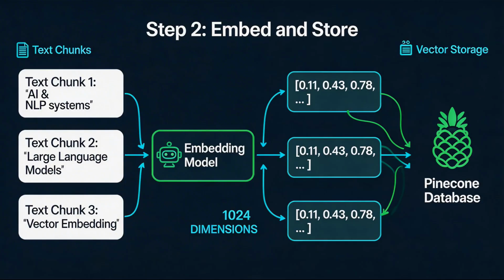Behind the scenes, each chunk gets converted to a vector with over 1,000 dimensions. Similar meanings end up as similar vectors. The phrase employee benefits and staff compensation package will have vectors that are very close together even though they share 0 words. This is what makes semantic search possible. The setup phase runs once. After this, your documents live in Pinecone, ready for instant retrieval.